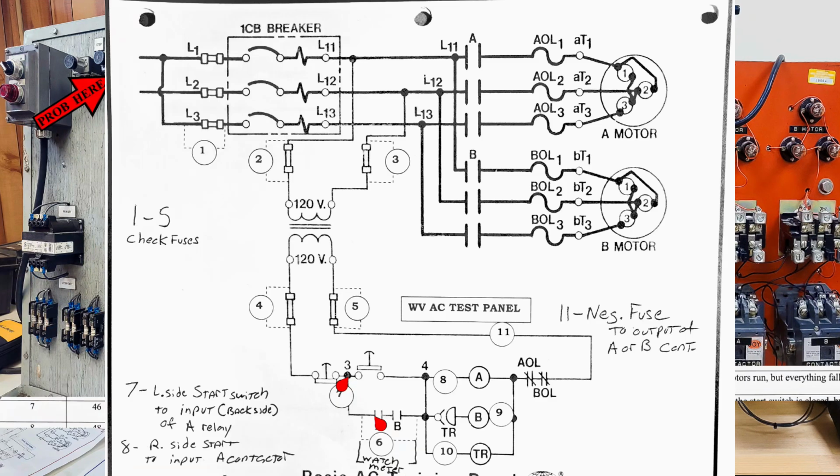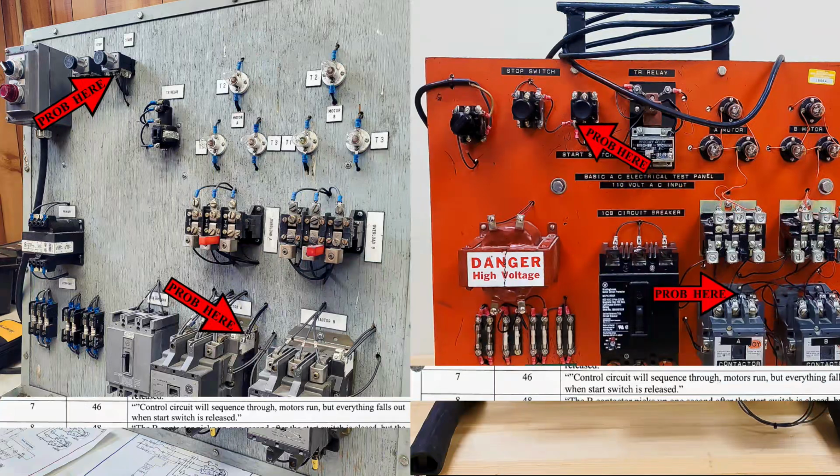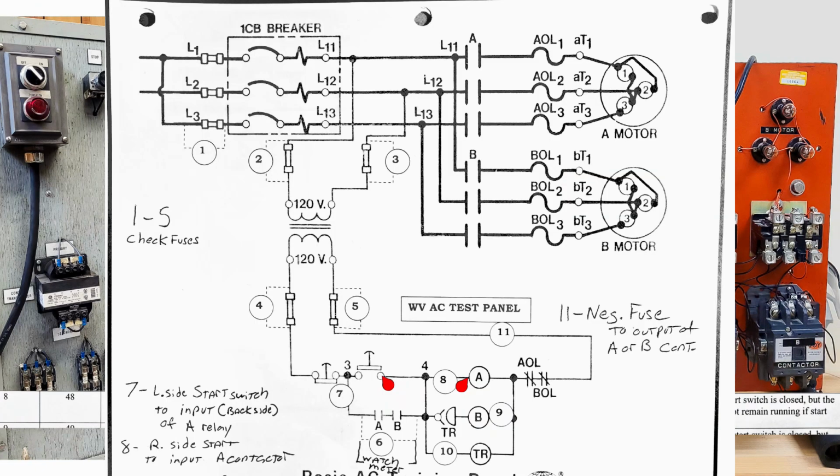Okay, the number 7, I am moving kind of quick. Remember, you can pause at any time if you need to look at these things closer. But between the stop and start switch down to the A relay, there's a broken wire. And you're just going to check continuity from the start switch on the line side down to the line side of the A relay.